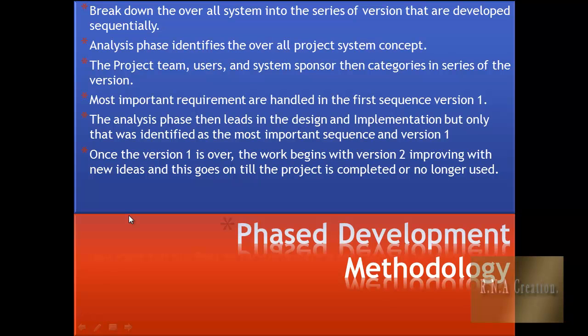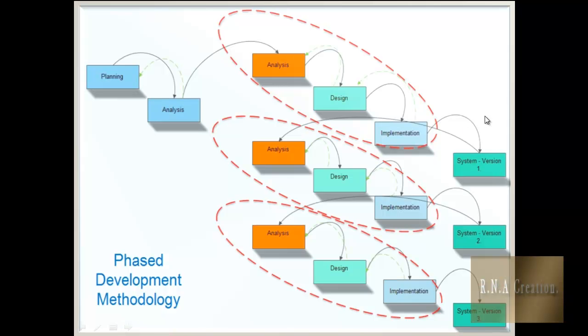And let's move to the project team, user, and system sponsor, then categorize it as a series of versions. Now I have already spoken to you about the version, that there would be a version-wise implementation in the analysis, design, and implementation phase. If you see, there is a version 1, and once version 1 is completed, it comes back again to the analysis, design, implementation. Again version 2 is completed, and it goes to version 3, analysis, design, and implementation.